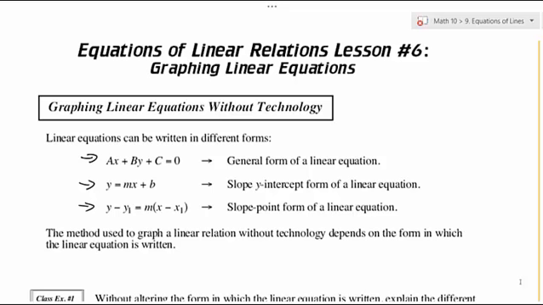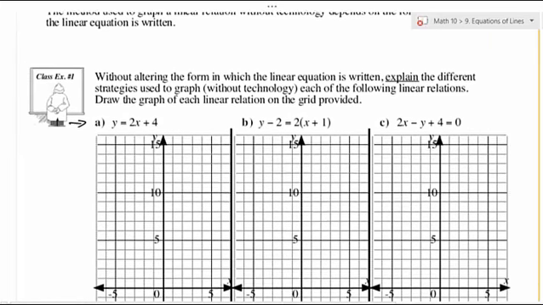So here we go with equations of linear relations lesson number 6, graphing linear equations. We've got our 3 different types of equations right here. We've got the general form, the slope-y-intercept form, and the slope-point form. And now you know how to transform the equation so it looks like either of them. But what if you had to graph these equations and you were asked not to change them in any way? Well, you still can graph them. So what I'd like to do is go through 3 different equations here and talk about how you'd graph them.